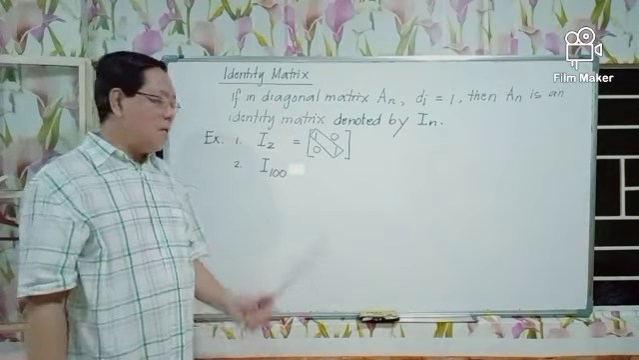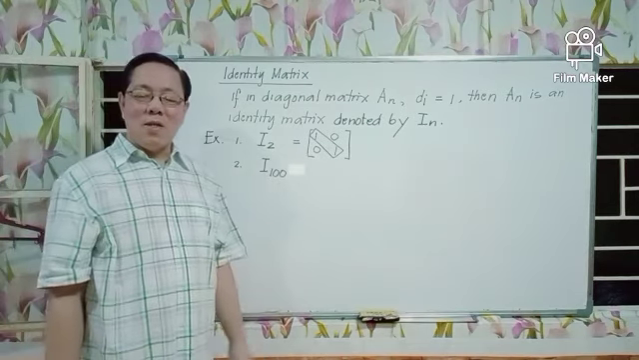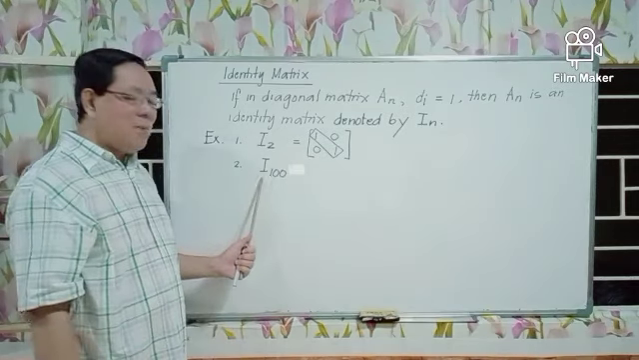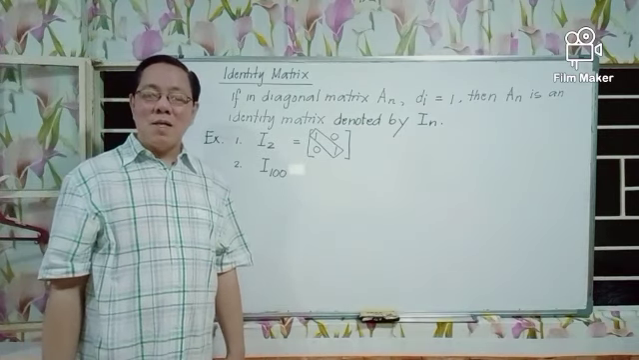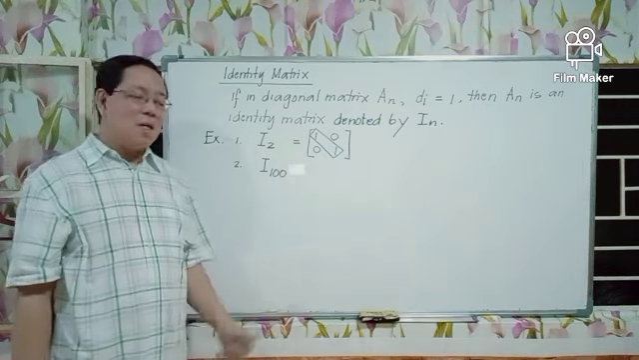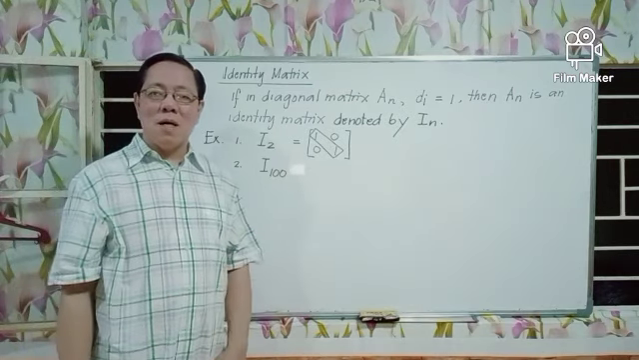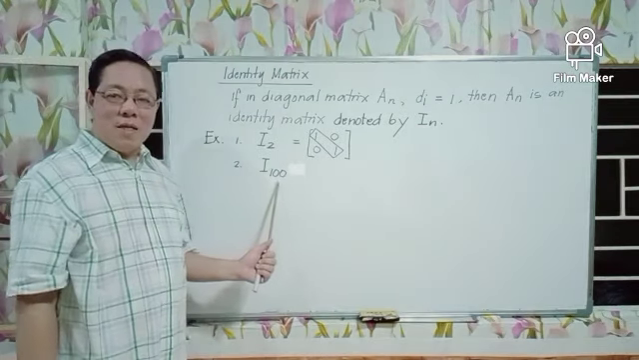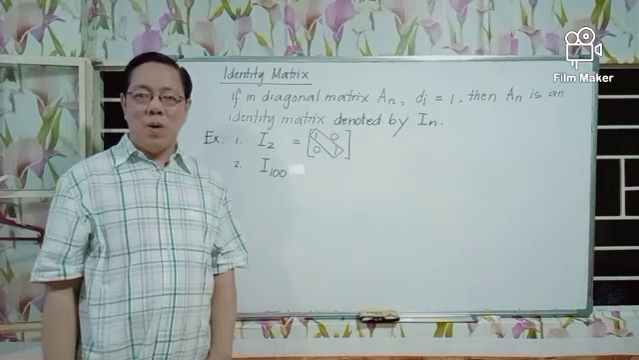The second property of this identity matrix I sub 100 is that all the non-diagonal entries of this matrix are 0. The last and third property of this identity matrix I sub 100 is that the diagonal entries are all equal to 1.